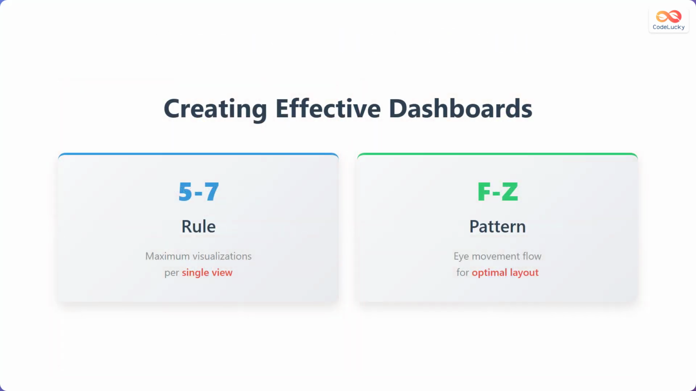Creating effective dashboards involves specific design principles. A good rule of thumb is to include a maximum of 5 to 7 visualizations per single view, preventing cognitive overload. Employing the F or Z pattern for layout optimizes eye movement flow, guiding viewers through the dashboard in a natural and intuitive way.